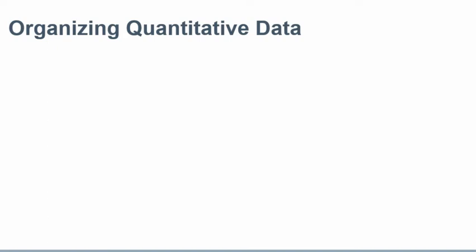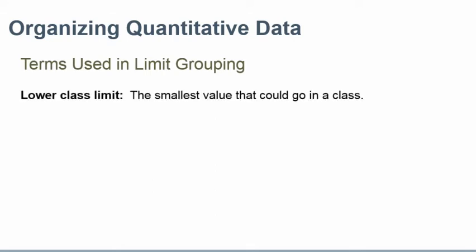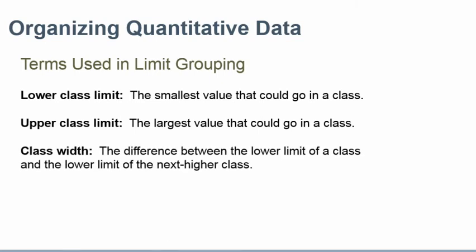Organizing quantitative data. Terms used in limit grouping. Lower class limit, the smallest value that could go in a class. Upper class limit, the largest value that could go in a class.